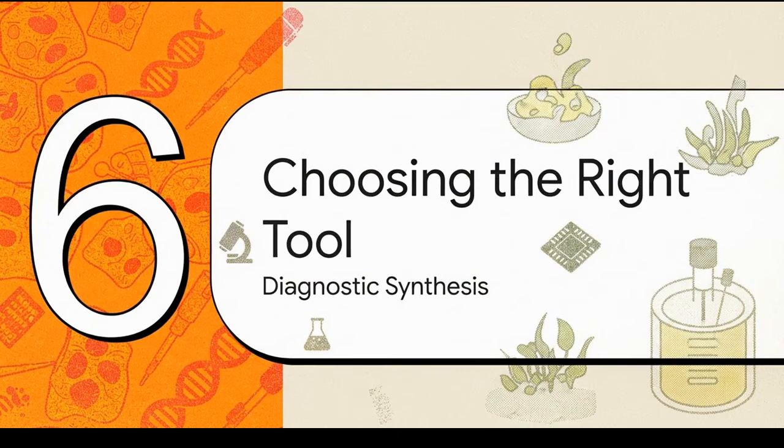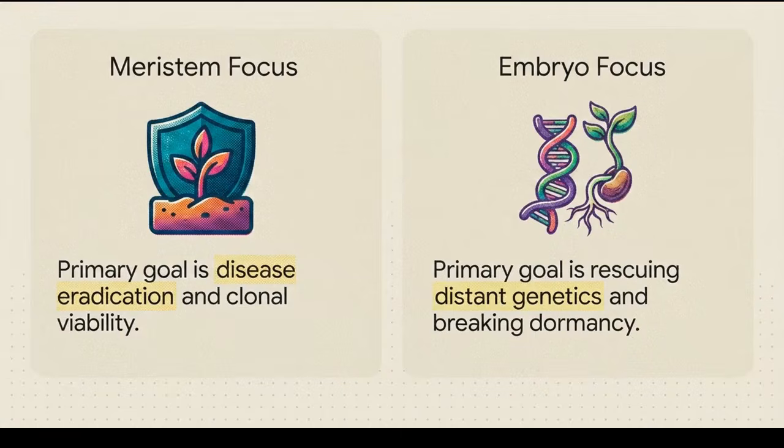Section 6. Choosing the right tool. Diagnostic synthesis. When you're facing a massive biological agricultural problem, it really all boils down to your overarching goal. If your mission is to save an established plant line from disease and ensure its clonal viability, your go-to tool is Meristem culture. But if your mission is to break seed dormancy or rescue impossible, entirely new distant genetics, you've got to use embryo culture.